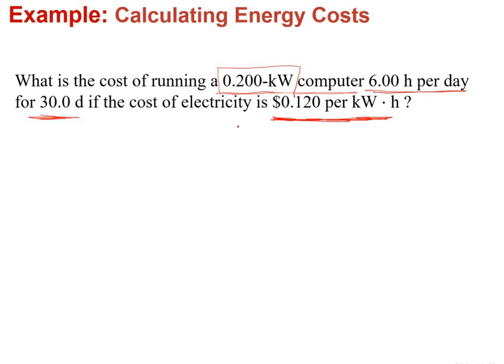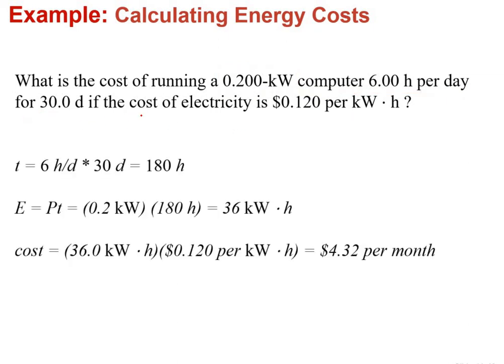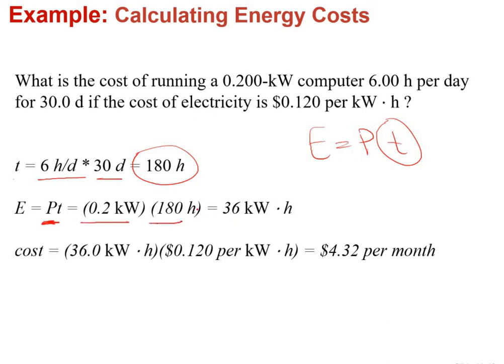The way you do it is you first figure out the total time that you have used the computer. 6 hours per day multiplied by 30 days, you get 180 hours. This is the time you have consumed. We're using E equals Pt, so you need the time, which we figured out. Power is 0.2 kilowatts, so you multiply 0.2 by the time to get 36 kilowatt hours.